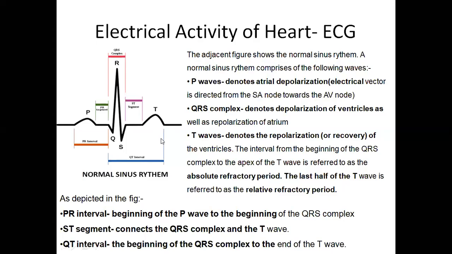If we summarize this diagram, you can clearly see the PR interval, from the beginning of the P wave to the beginning of the QRS complex, denoted by the dark yellow color. The ST segment connects the QRS complex and the T wave, marked as purple. And the QT interval, from the beginning of the QRS complex to the end of the T wave, is denoted by the blue color.